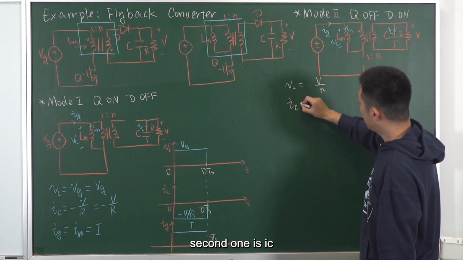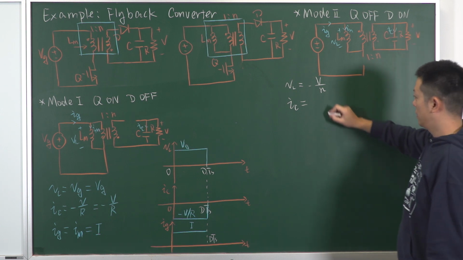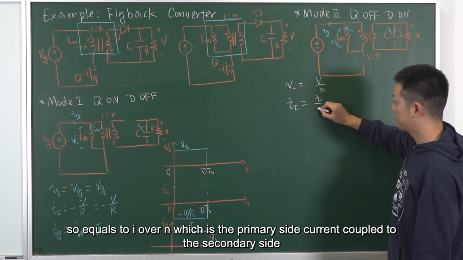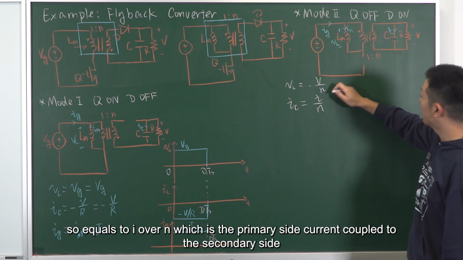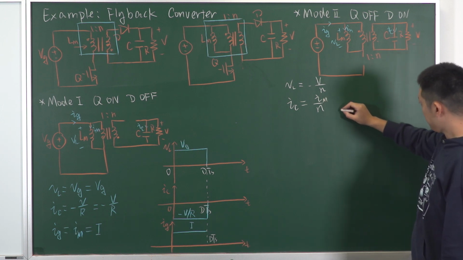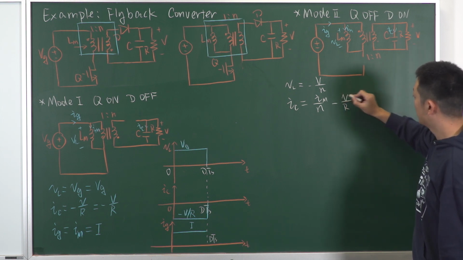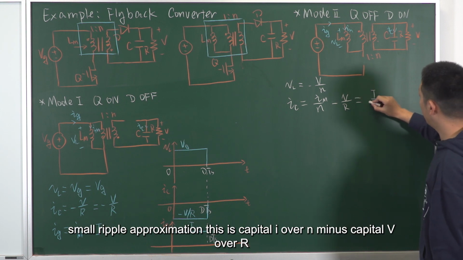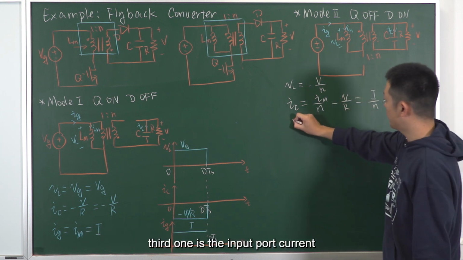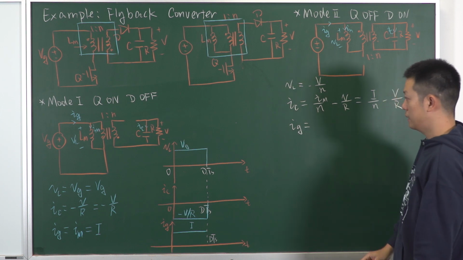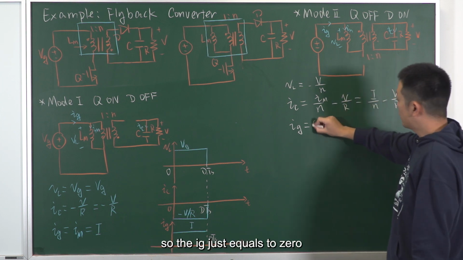Second one is IC. IC equals the subtraction of this current and this current. So it equals I over N, which is the primary side current coupled to the secondary side, minus the load current, V over R. With the small ripple approximation, this is capital I over N minus capital V over R. Third one is the input port current. Since the MOSFET is turned off, Ig just equals 0.